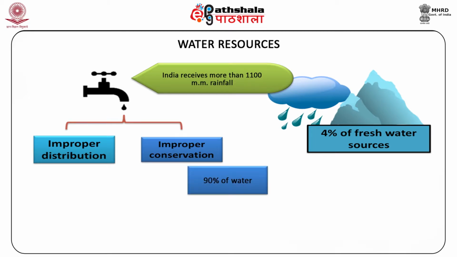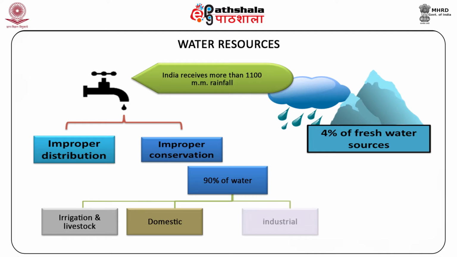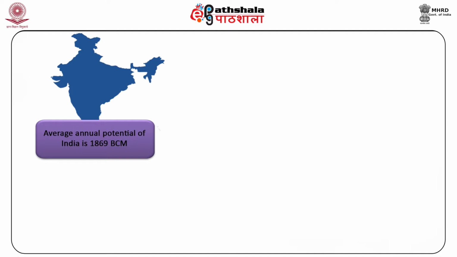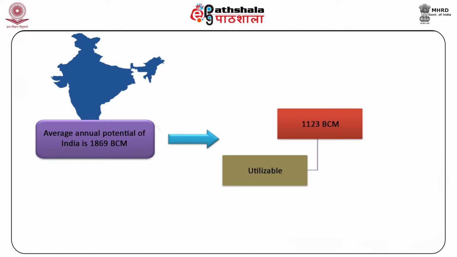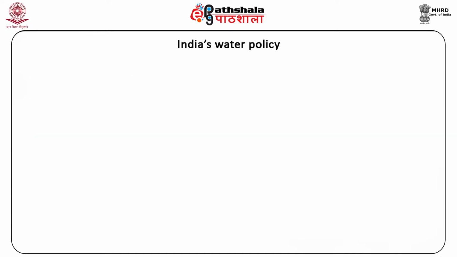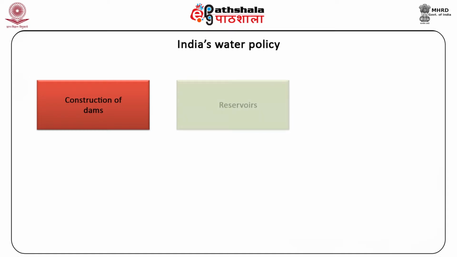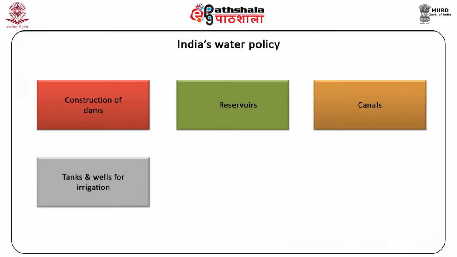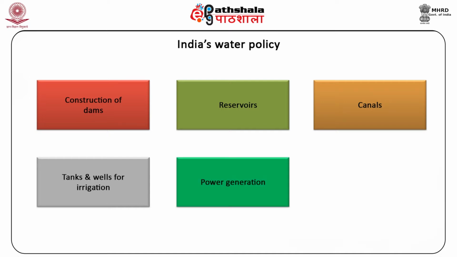Approximately 90% of water is utilized for irrigation and livestock purposes, with the rest for domestic, industrial, and power generation purposes. The average annual potential of India is 1869 billion cubic meter (BCM), of which 1123 is utilizable. This can be further classified to groundwater around 433 BCM and surface water 690 BCM. India's water policy takes into consideration the construction of dams, reservoirs, canals, tanks, and wells for irrigation, power generation, and flood control.